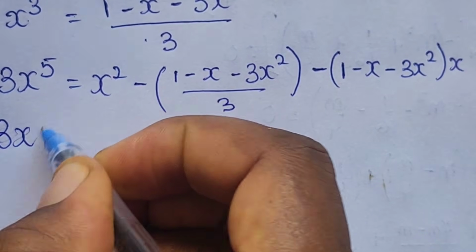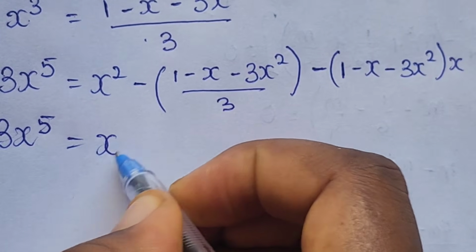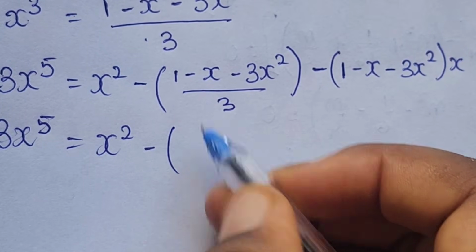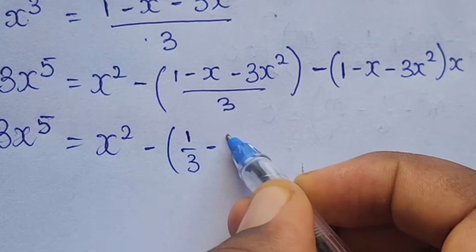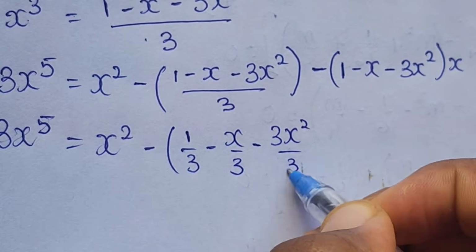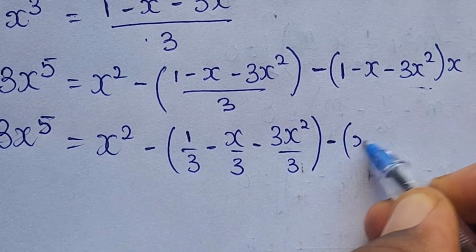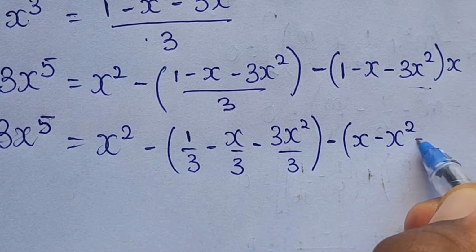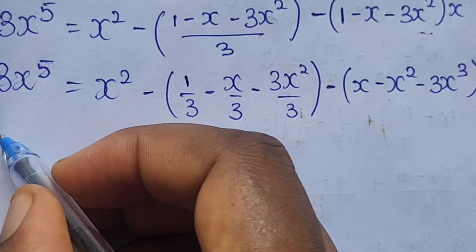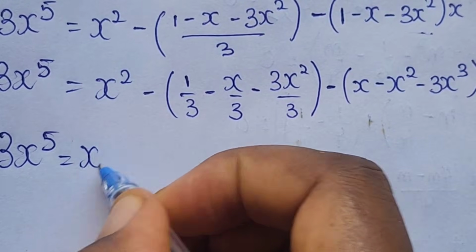So we have 3x to the power of 5 is equal to x squared minus 1 over 3 minus x over 3 minus 3x squared over 3. And we have minus, opening this bracket, x minus x squared minus 3x to the power of 3. So we have 3x to the power of 5 to be equal to x squared.